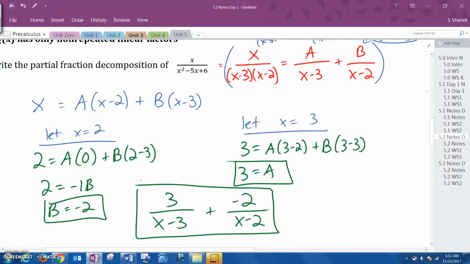Now, some of you guys might be thinking, well, what if I put a over the x minus 2 and b over the x minus 3 when I began? It doesn't matter. If you did that, then your a would have been negative 2 and your b would have been 3, and you'd still have 3 over this and 2 over that.